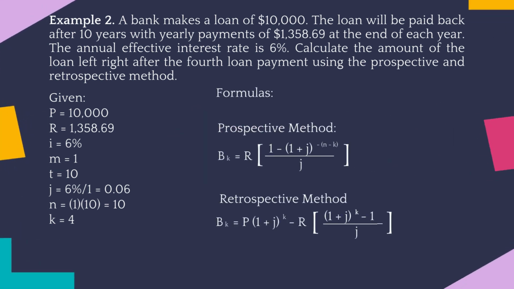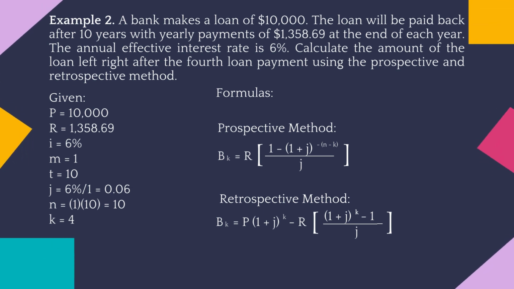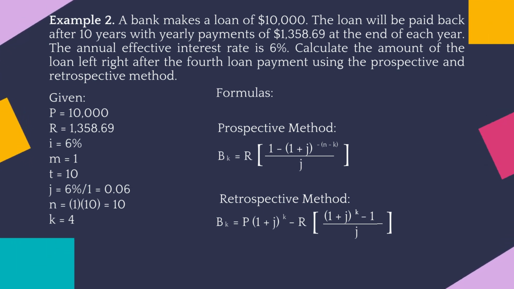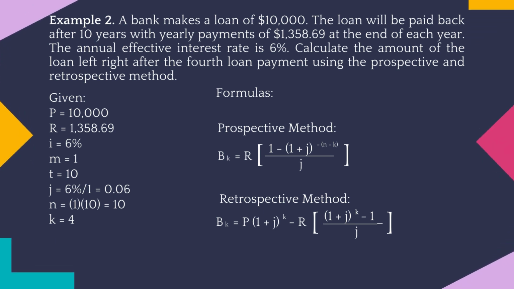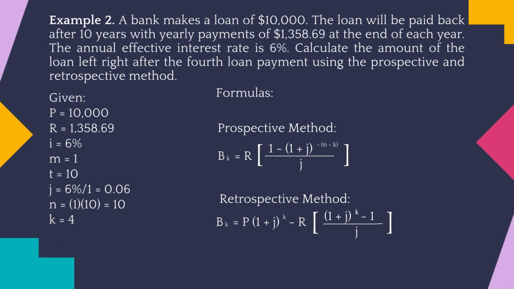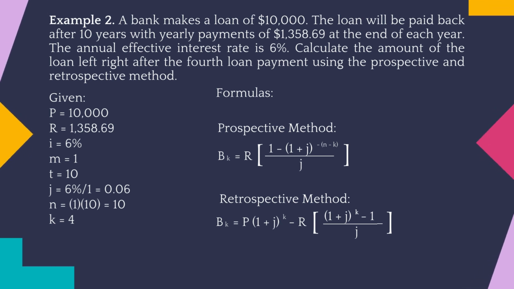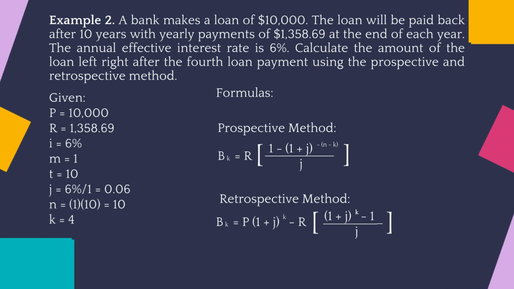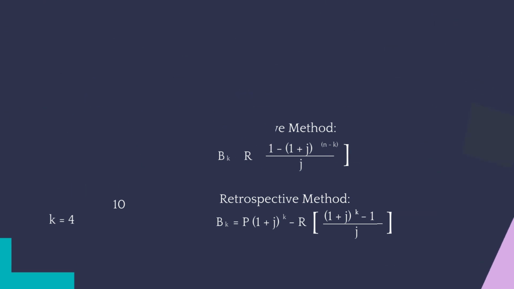So first, let us know the formulas for the prospective and retrospective methods. For the prospective method, here is the formula. Bk equals R times 1 minus 1 plus J to the power of negative N minus K, all over J. For the retrospective method, it is Bk equals P times 1 plus J to the power of K minus R times 1 plus J to the power of K minus 1, all over J.